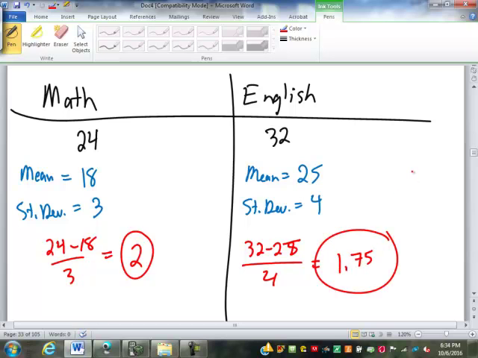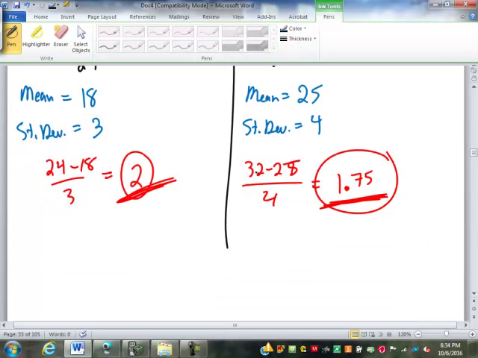So which one's more impressive? The math. You're 2 standard deviations greater than the mean in math. So you're further above the mean, or more unusual for that group than the English. What that's saying is a lot of people did well in English and not so much in math. Okay, well, let's move on.